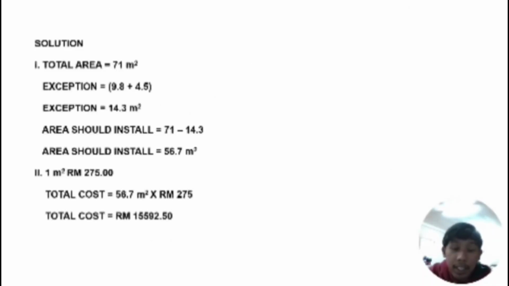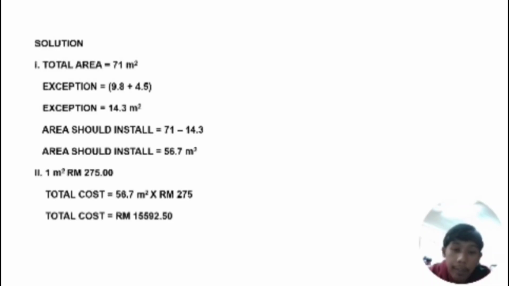The solution is in figure 5, they already told us about the total area, which is 71 meter square. The exceptions are the balcony and the bathroom, which are 9.8 meter square and 4.5 meter square. So we have to add them to get the exception value, which is 40.3 meter square. The area that he should install is 71 minus 40.3. Then we get the answer 56.7 meter square.